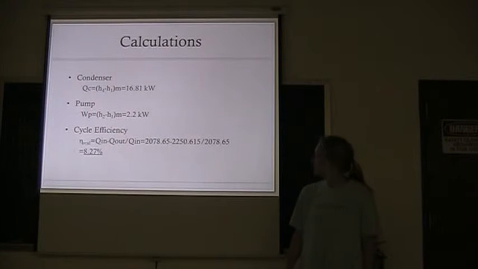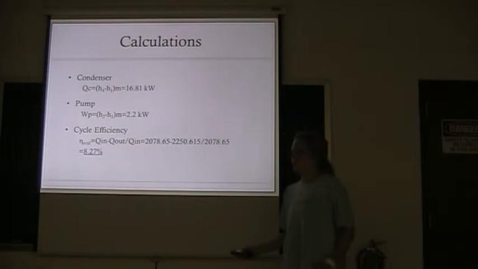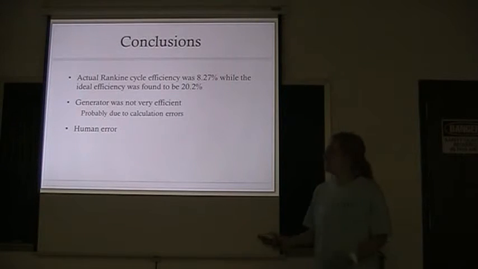I next did the condenser, and the heat out of the condenser was about 16.8 watts, and the work that the pump did was 2.2 kilowatts. So this cycle efficiency represents the real cycle, which I found as the output over the input, which is about 8.27%. That's low, but it's a little bit higher than I expected. Like I said, I definitely made some calculation errors just because the data that we got was not exactly straightforward into what it was actually telling us.